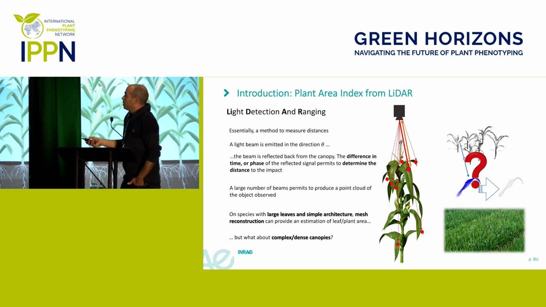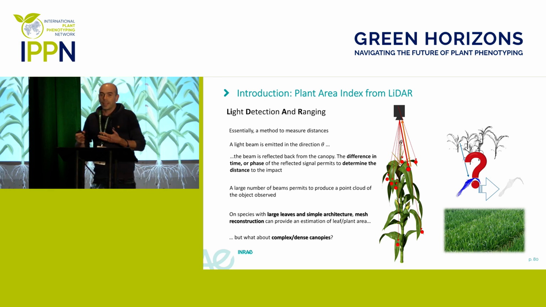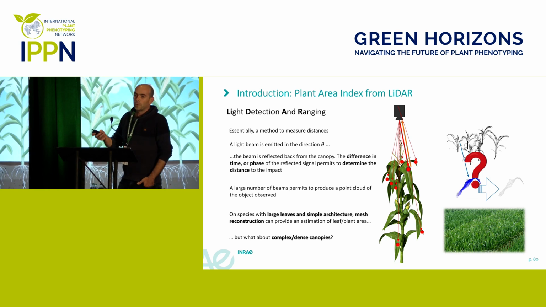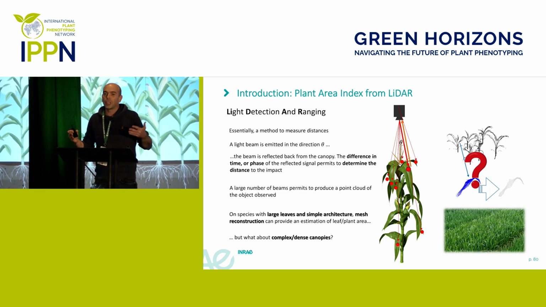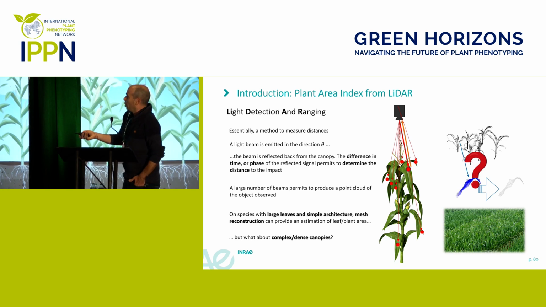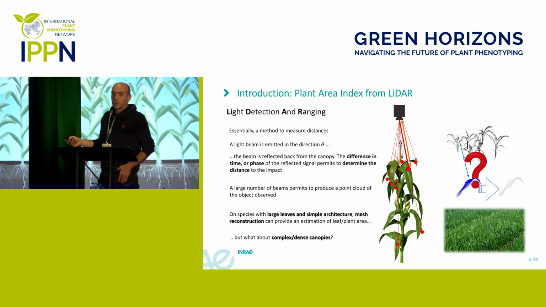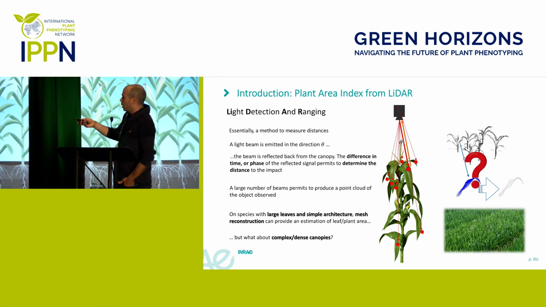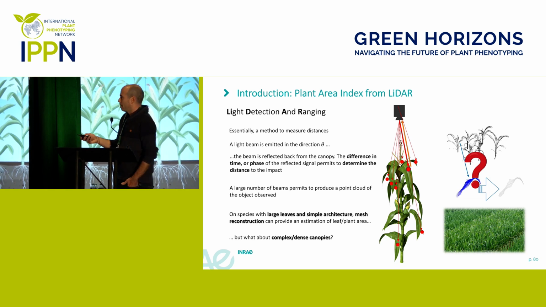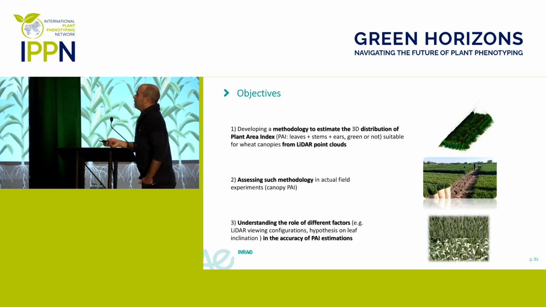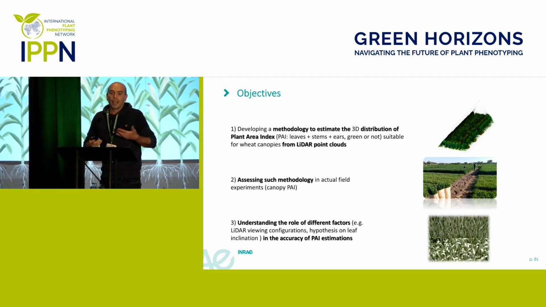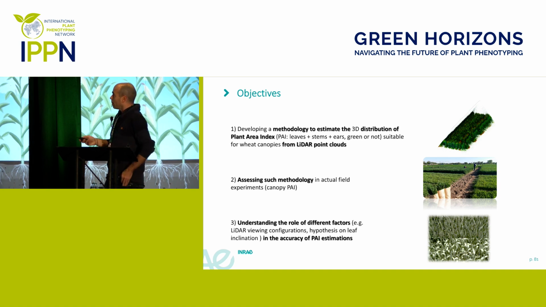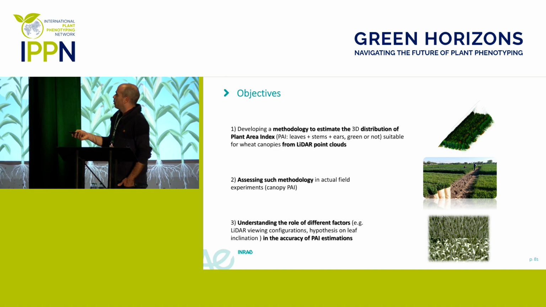In species or architectures that are relatively simple, we can estimate leaf or even plant area by reconstructing a mesh directly from the point cloud. However, in complex and dense canopies, the reconstruction of a mesh surface is probably not the most adapted approach. So the objective of this study was first to develop a method based on LiDAR to estimate the distribution of plant area in wheat canopies in the field from LiDAR point clouds.